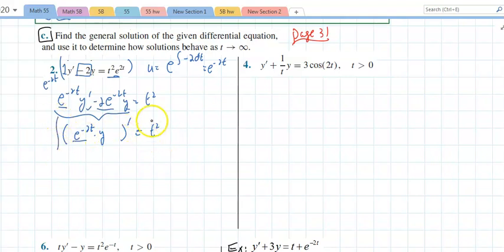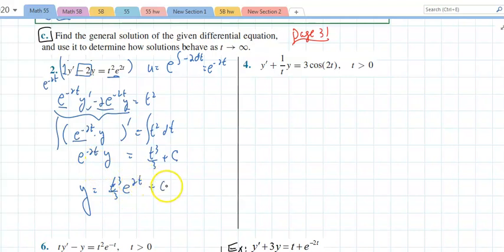And if you undo the derivative with respect to t in this case, this left side will simply be e to the negative 2t times y, and this will be t cubed over 3 plus c. And I could say y equals t cubed over 3, when you divide by that, that becomes e to the 2t, plus c e to the 2t. And if you have time this weekend, try that. Take a derivative of that minus 2 times that. You should get this.